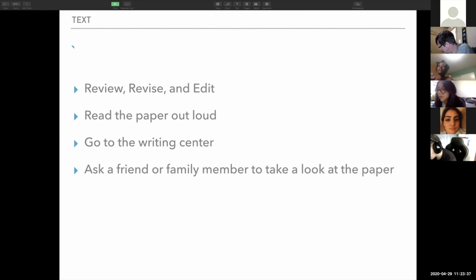So the other thing that you want to do is review, revise, and edit. Here's a couple of tricks, and I guarantee you this stuff works. Read the paper out loud to yourself. Once you're working on the paper, read the paper out loud to yourself, like you're a crazy person. It works really, really well.